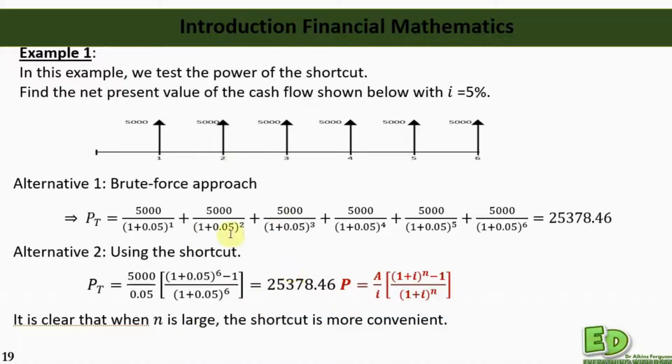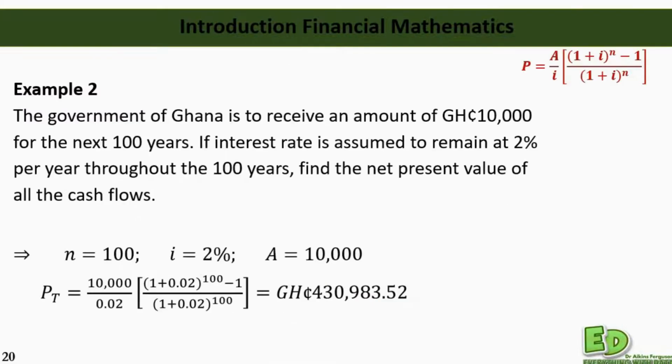So whether you go by the brute force approach or the shortcut, you get the same answer. But if you use the brute force approach when the amount is uniform, it is going to be a bit tedious. So you just use the shortcut for the present value of a uniform cash flow, where the formula is more convenient. That is what it's trying to say. Right, so let's continue using the formula that we've learned to answer this question.